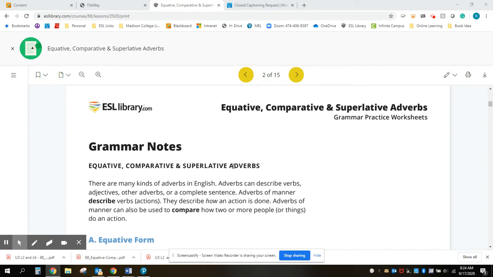We're going to look at the equative form for adverbs. This is taken from an ESL Library handout that is emailed to you. It cannot be posted in Blackboard due to copyright laws. So adverbs express how a verb is accomplished. They can also be used to describe other adverbs and sometimes adjectives.